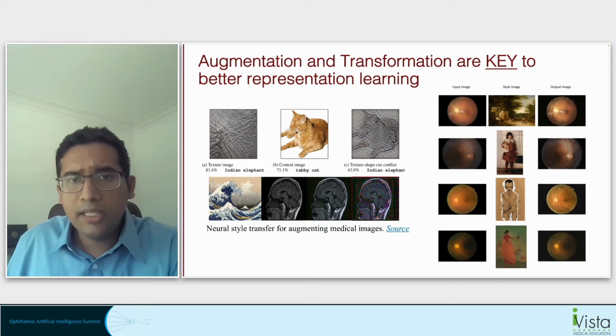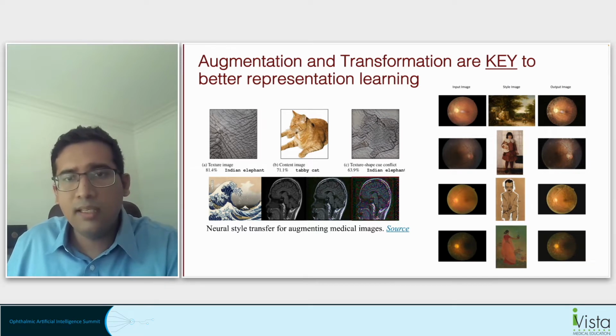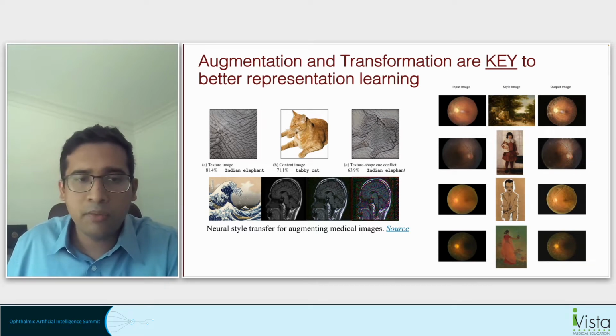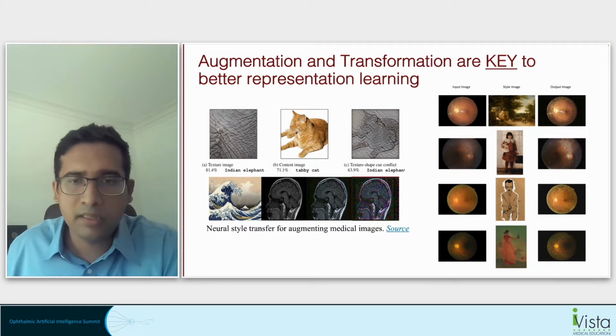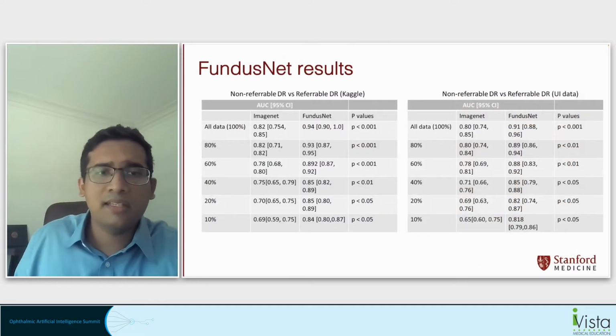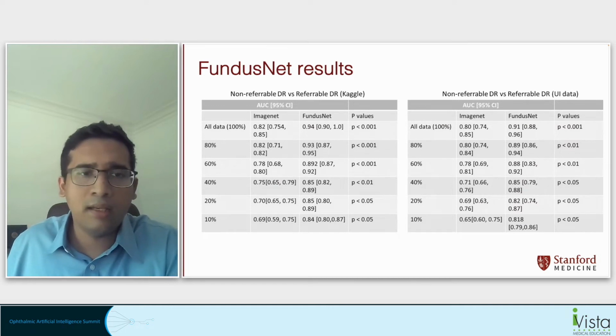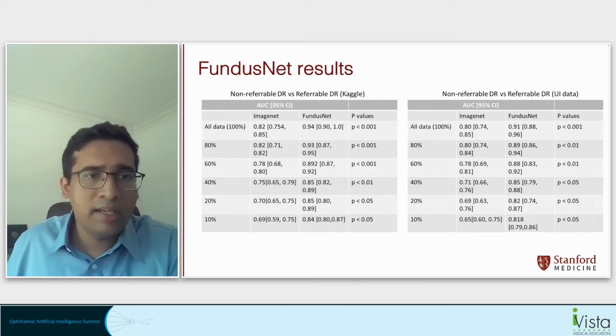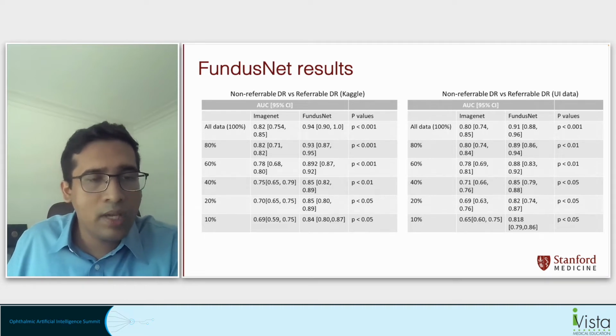Some examples are here, like input image, the style images look like this. This can be totally chosen by you, some empirical methods there. And then the output images are like this. So we incorporated this NST into our framework, and then our results were really, really nice. So we compared fundus net weights, compared it with the ImageNet weights.